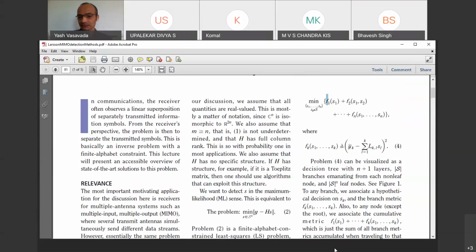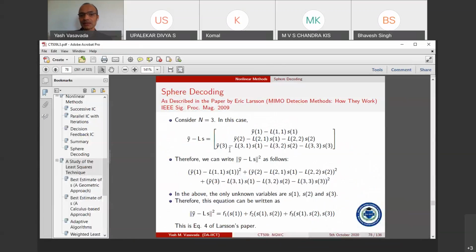So let us see that by means of an example. Let us assume that n is equal to 3. And because L is lower triangular, y tilde minus L times S is going to be the vector which is shown here. y tilde 1 minus the first element of L matrix times S1. And y tilde 2 minus L21 S1 minus L22 S2. And then similarly the third row of this vector.